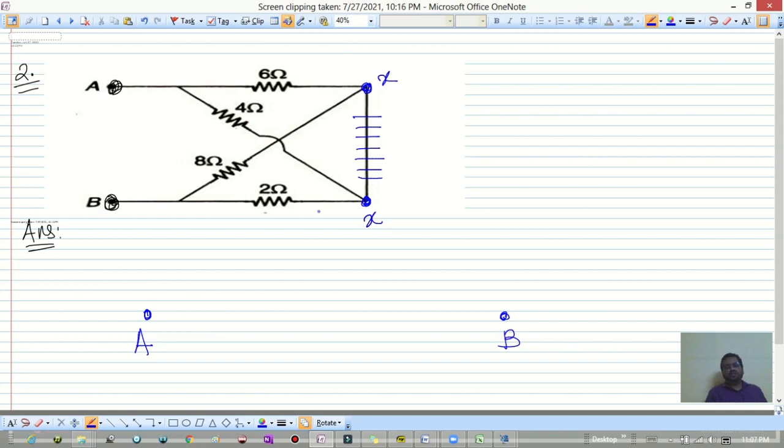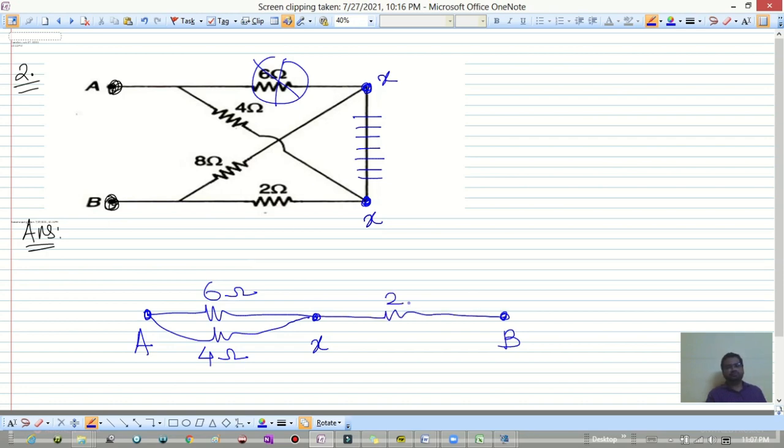So write down this X point, we have only one point. Between A and X, this 6 ohm resistance is there. 6 ohm. So strike out that. This is 6 ohm. Between A and X, this 4 ohm resistance is there. Between B and X, 2 ohm resistance is there. Between again B and X, 8 ohm resistance is there.